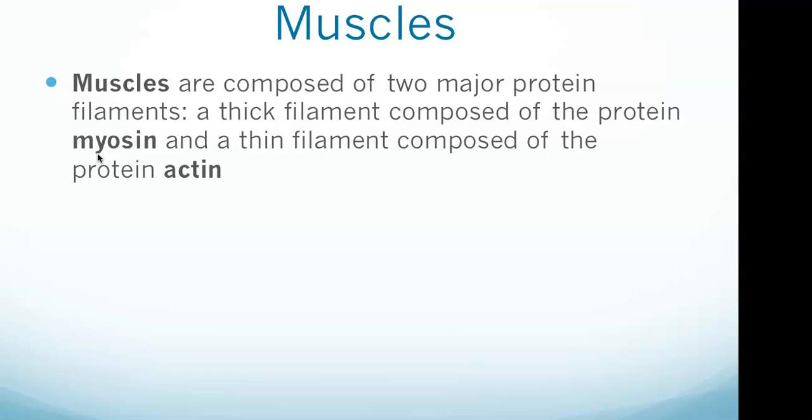Muscles are composed of 2 major protein filaments, a thick filament composed of the protein myosin, and a thin filament composed of the protein actin. Muscle contraction occurs when these filaments slide over one another in a series of repetitive events. Collagen forms the connective framework of your muscles, bones, tendons, skin, and cartilage.